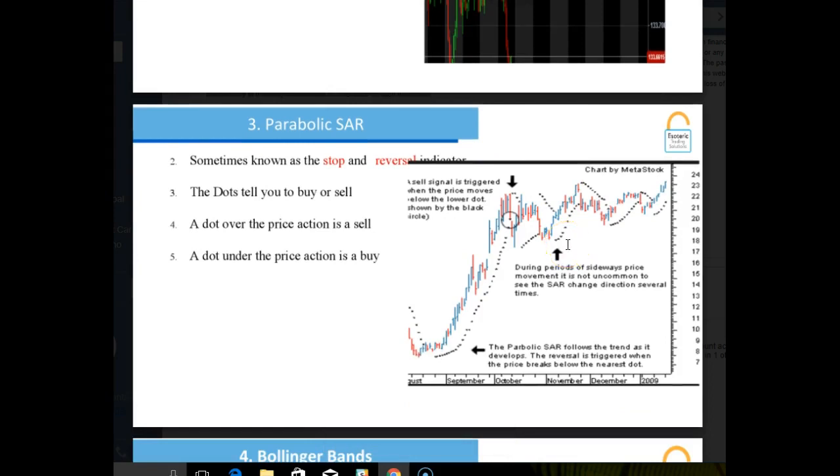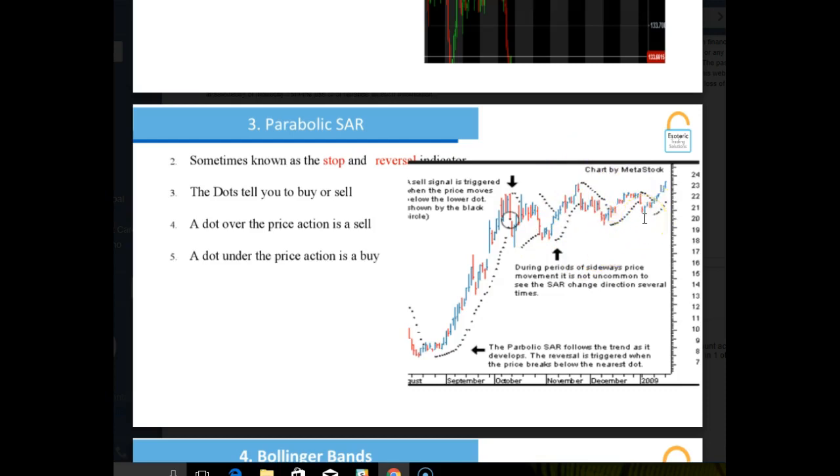A thing that I do use is the parabolic SAR. I've always used parabolic SARs ever since I've been trading, and I do like them very much. Some people call them the stop and reversal indicator, and effectively they have dots. So for example, down here, where it pretty much says the trend's developing and you should be on the buy side. On the top side, if you have dots above the price action, you should be selling, essentially.